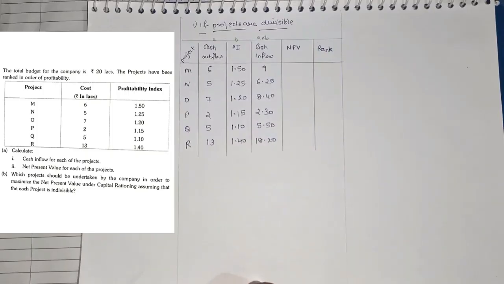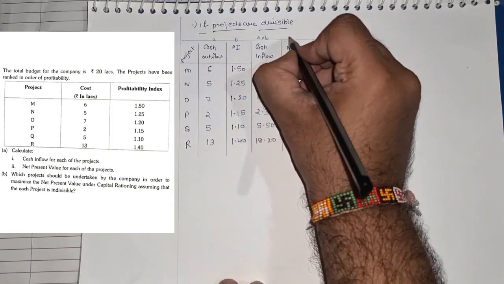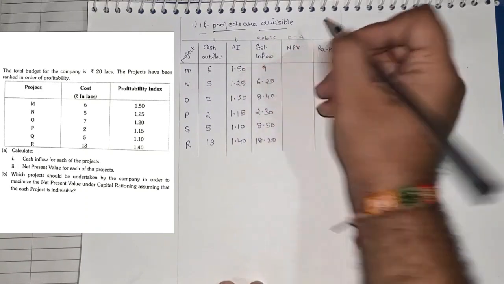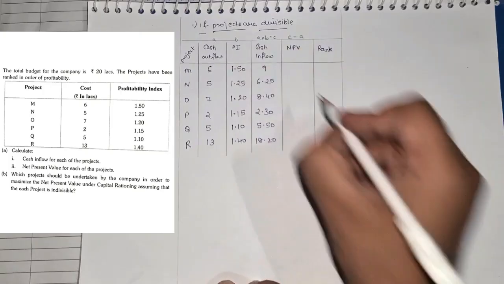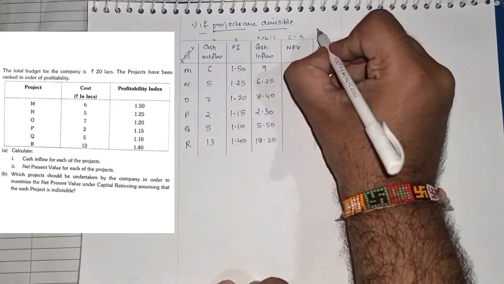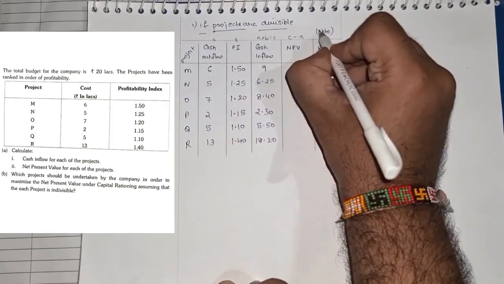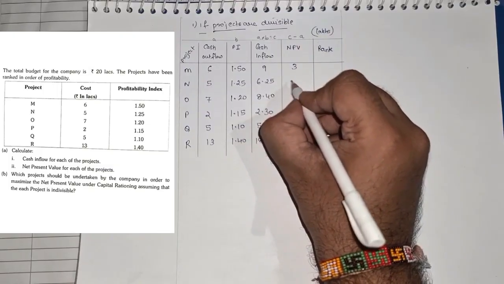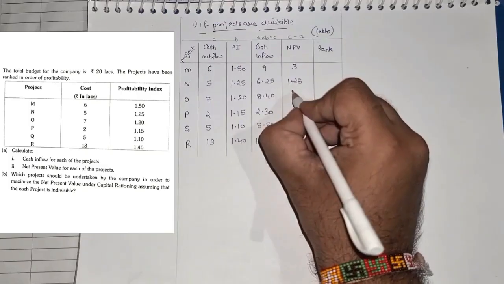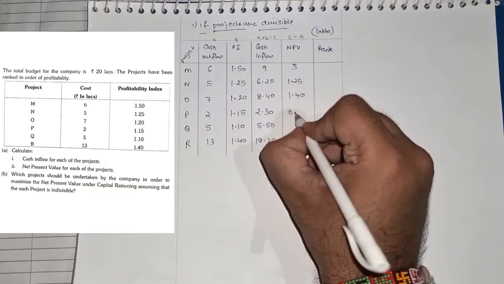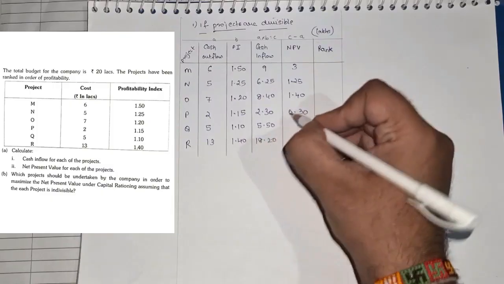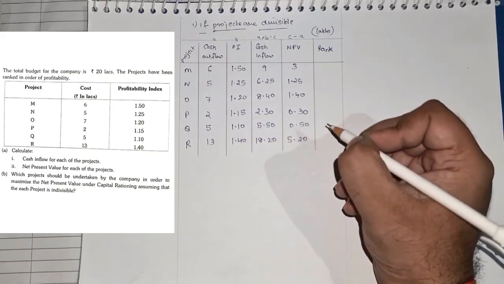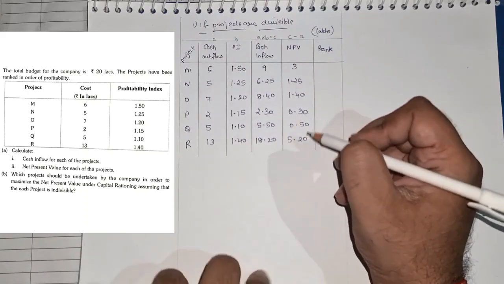Now once you get that, we need to find our NPV. For NPV the formula is very simple. Suppose this is your column C, so that will be cash inflow minus cash outflow, C minus A. So 9 minus 6 is 3 lakhs. Remember everything is in lakhs, this entire sum is based in lakhs. So 6.25 minus 5 will be 1.25. Next is 1.40, 0.30, 3, 0, 0.50 and 5.20.